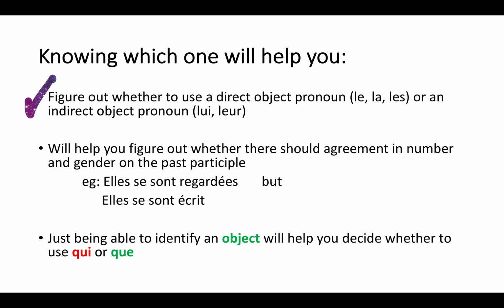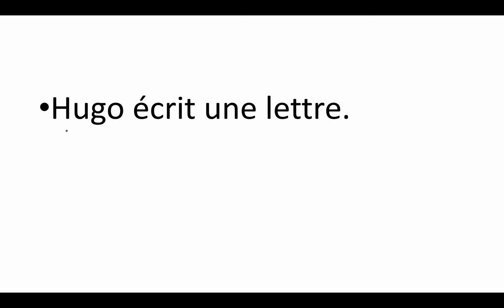Knowing whether it's direct or indirect will help you figure out whether there should be agreement in number and gender on the past participle, for example, when you're using the passé composé. And knowing which one is a good thing, because it will help you decide whether to use qui or que. Okay, so here we go. Let's look at this sentence.